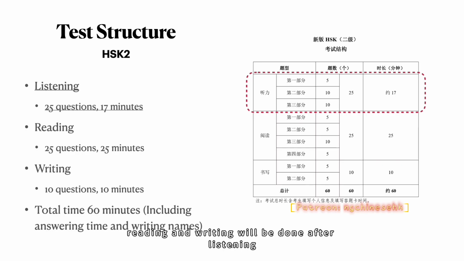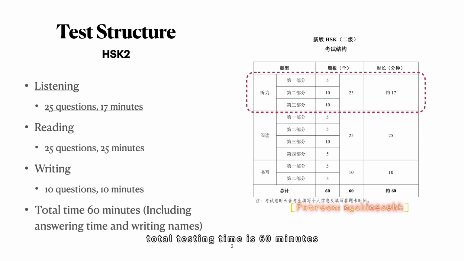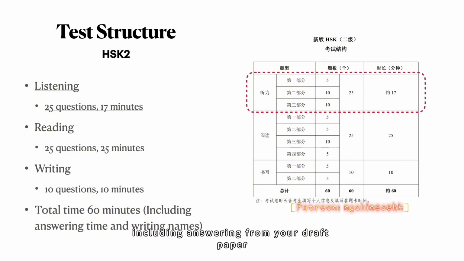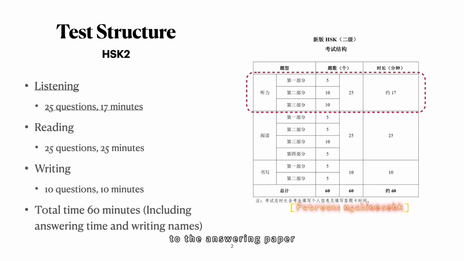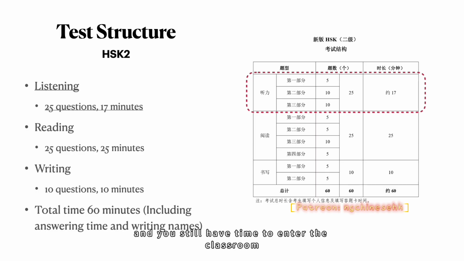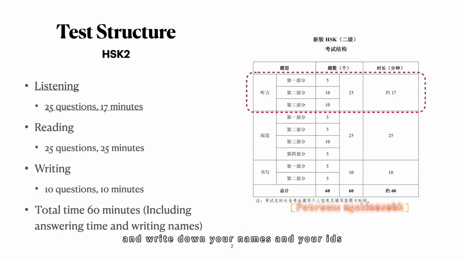Reading and writing will be done after listening. Because they play the audio at the very beginning, you always do the listening first. Total testing time is 60 minutes, including copying your answers from your draft paper to the answer paper. If you chose the paper test, you still have time to enter the classroom and write down your name and your ID, so the total time is around 60 minutes.